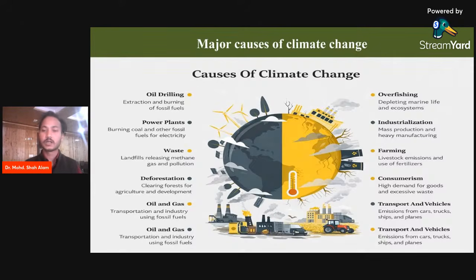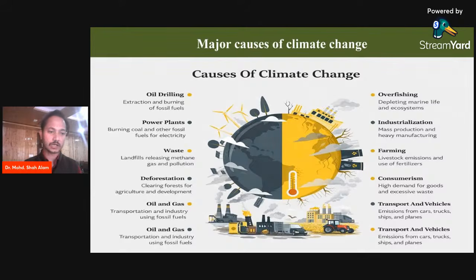They want almond milk, they want avocado from around the world, and that will pressure the farmer to produce more and more, and that will also harm the climate. The next is oil and gas. Transportation and industry using fossil fuels also contribute to climate change. The oil which has been extracted from the sea causes many heavy impacts on the soil and the sea ecosystem. And the last will be transport and vehicles.